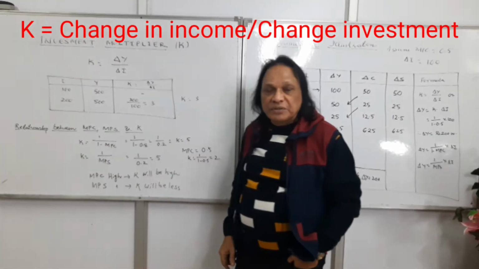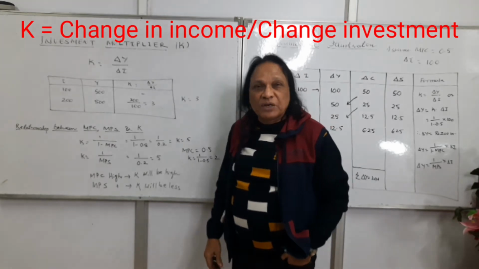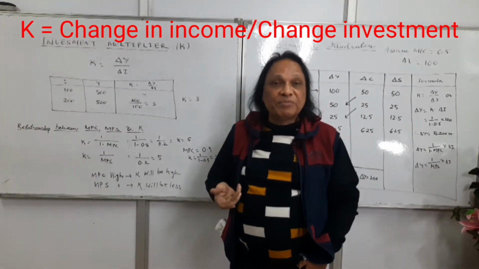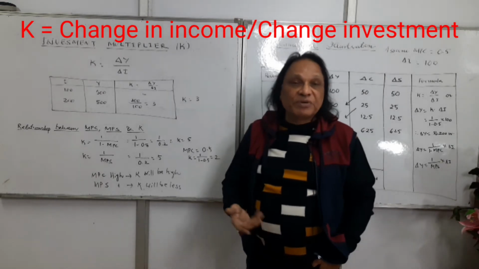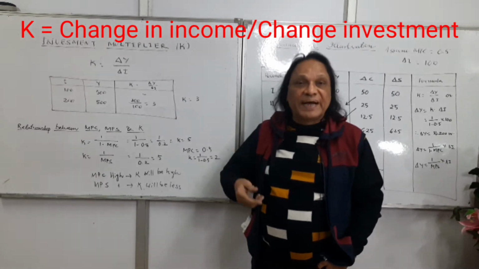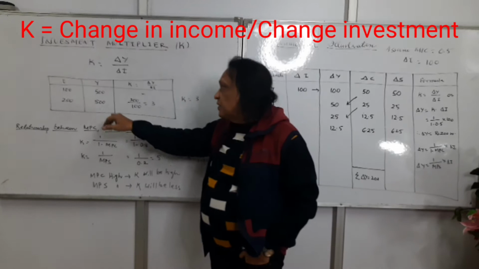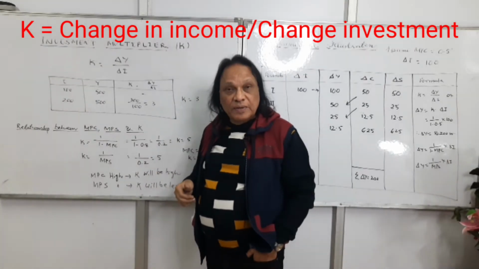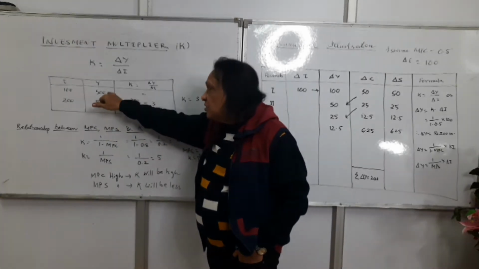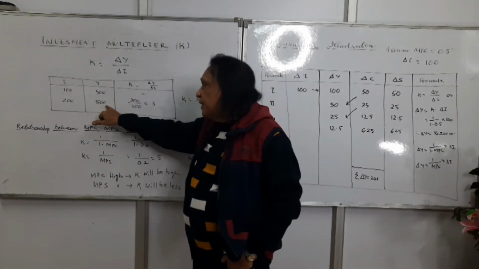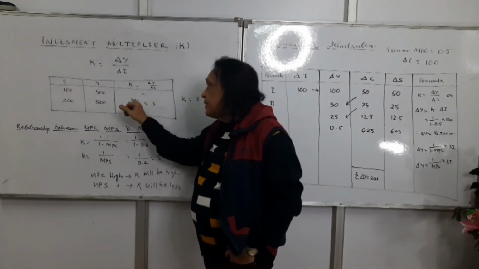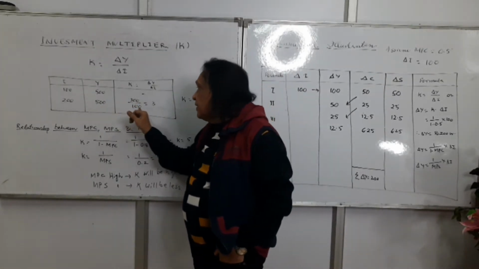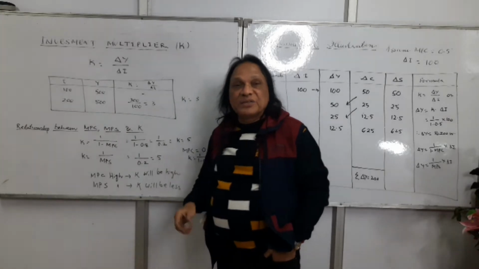So obviously when the investment goes up in the economy, as we already discussed, output will go up, income will go up, employment level will go up, savings will go up, everything will go up. The chain effect it has in the economy. As a result of it, the income has gone up from 500 to 800 crores. That means there is a change in income from 500 to 800. Delta Y is 300 because of change in investment, delta I, from 100 to 200, that is 100. That means K is 3.